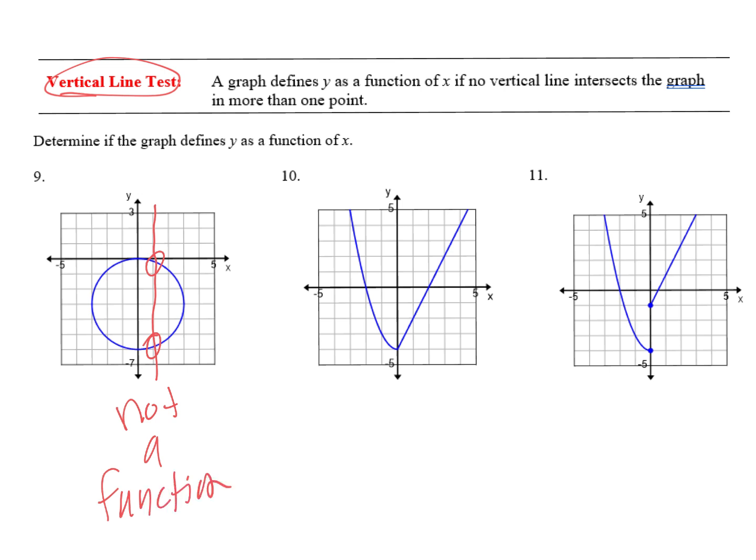So look at this next one. Think about drawing vertical lines through this graph. Are there any vertical lines going to touch this graph in more than one point? And as I go through, you can see that no matter where I draw, I'm only going to hit one point on the graph. So therefore, this is a function.